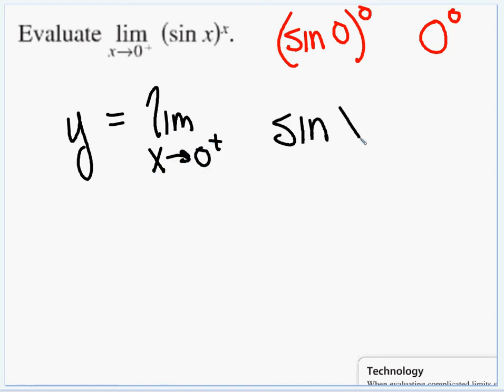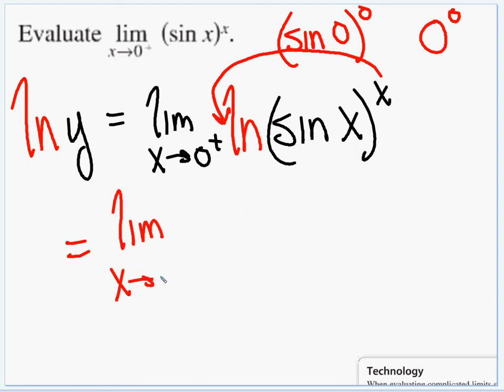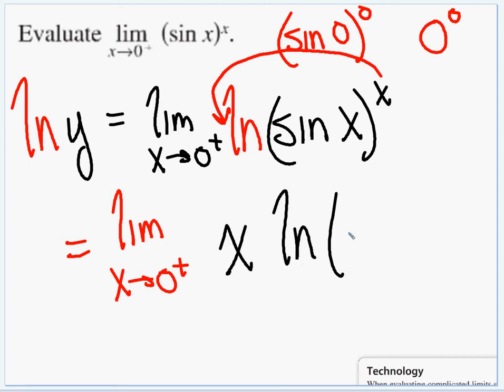And sine x to the x power. The reason we assume that the limit exists and is equal to y is so we can natural log both sides. So we give her the old ln treatment, and this is going to be equal to, we can bring this exponent x down and put it in front of the log. So we've got the limit as we approach 0 of x natural log sine x.